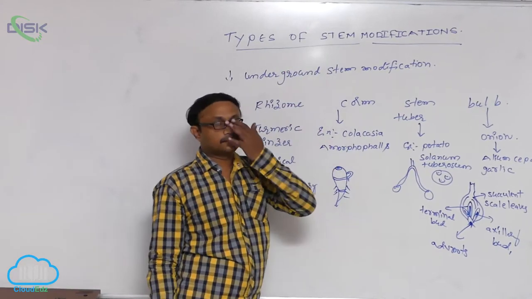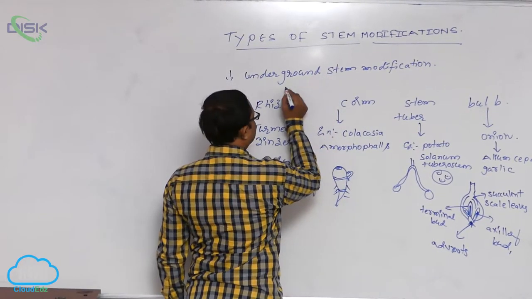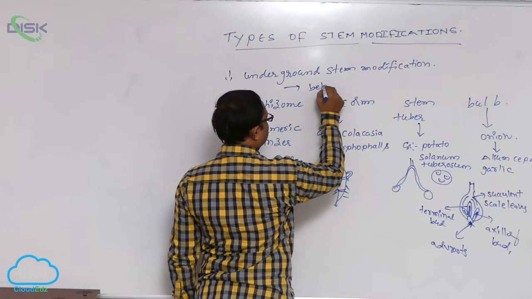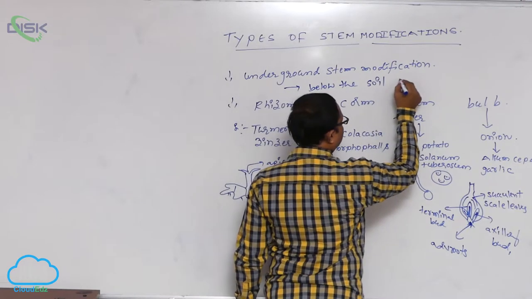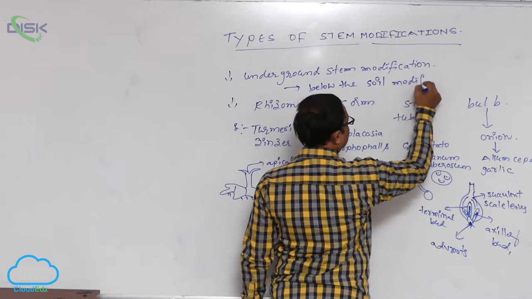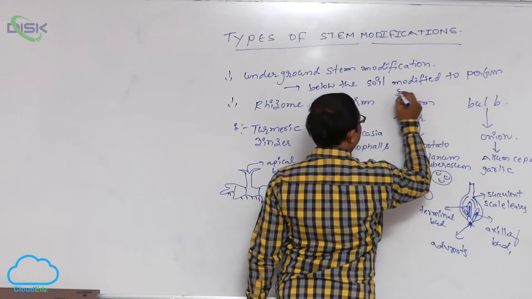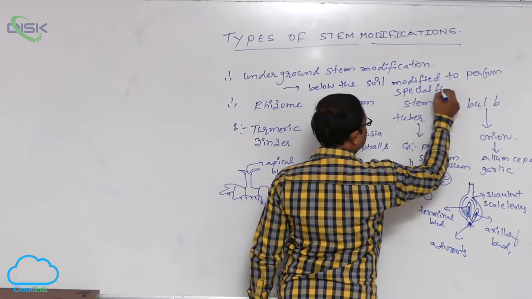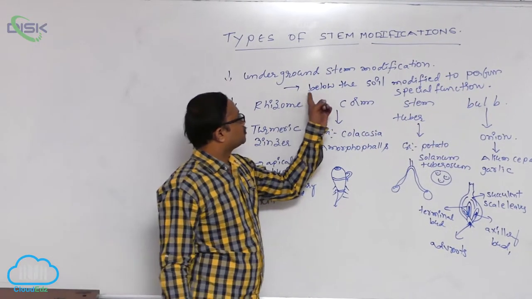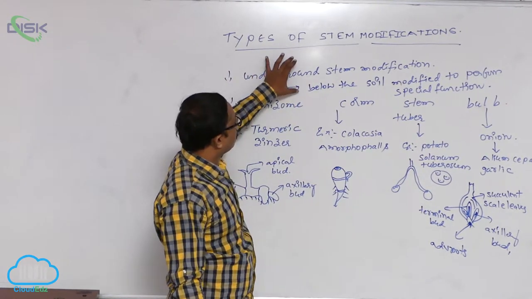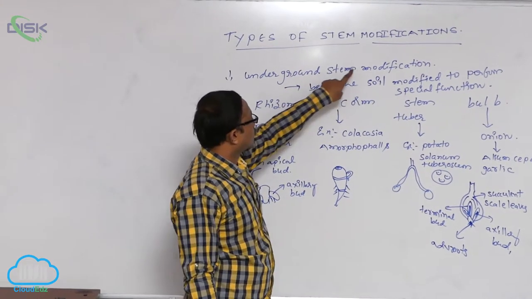Types of stem modification. First, underground stem modification. It means some stems grow below the soil and are modified to perform special functions. Generally, stems are aerial, but in some plants, stems grow below the soil and are modified to perform special functions. They are known as underground stem modifications.